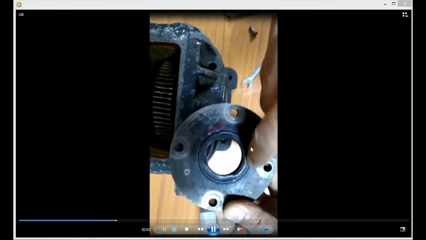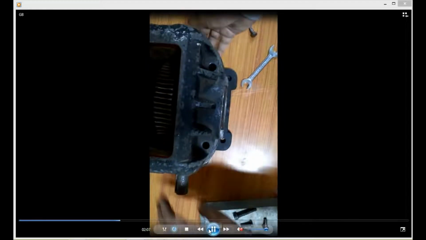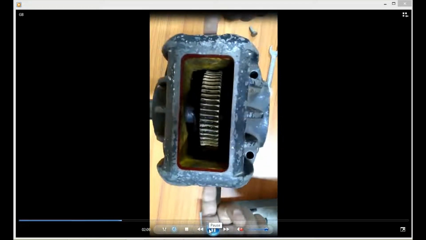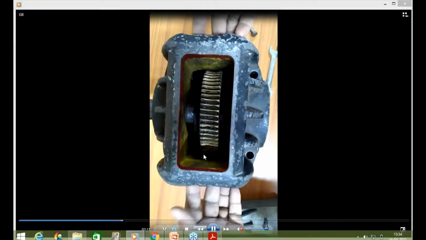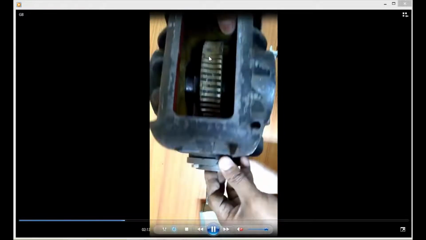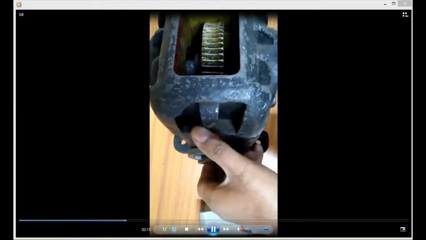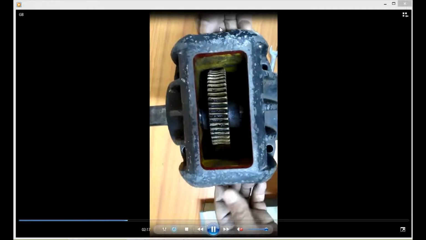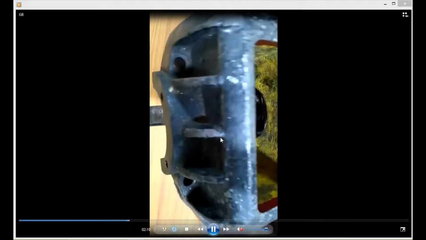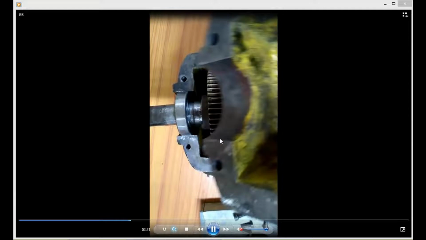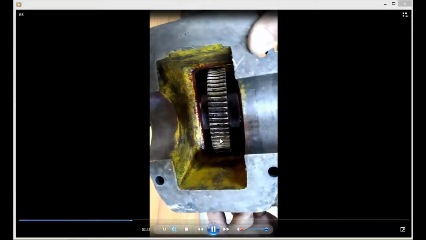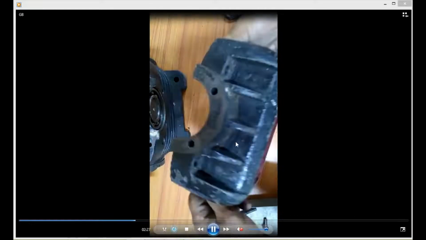The oil seal is present at the end of the couplings to avoid leakage of the oil. Then a hook is provided for the upper casing. On both sides the hook is present. By using a crane or some lifting device, you can remove this upper casing from the lower casing.